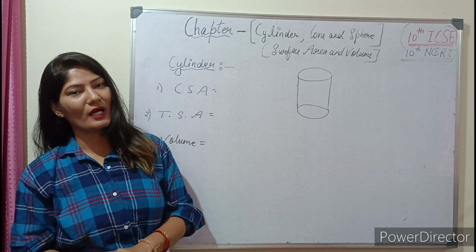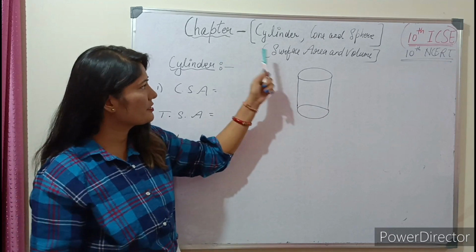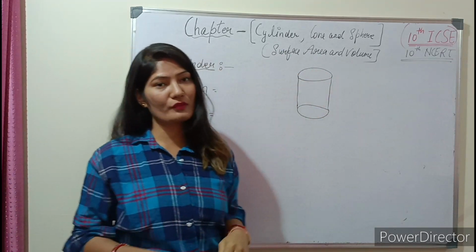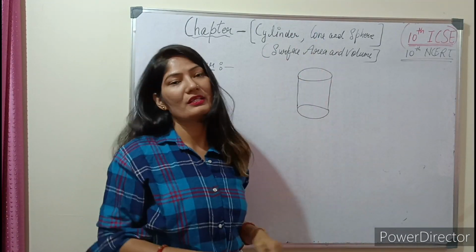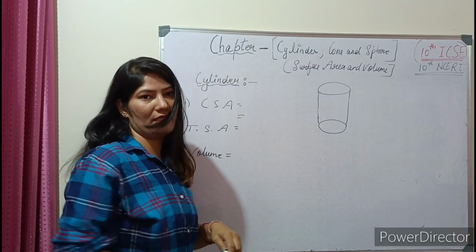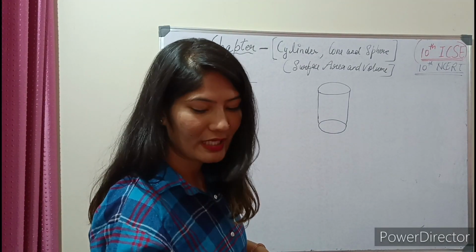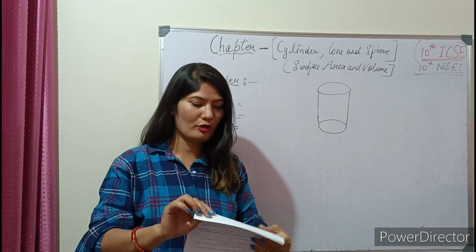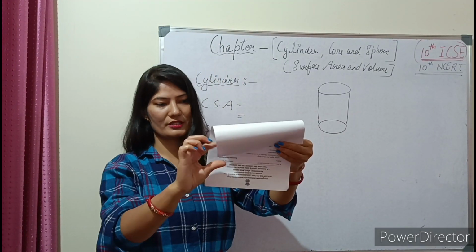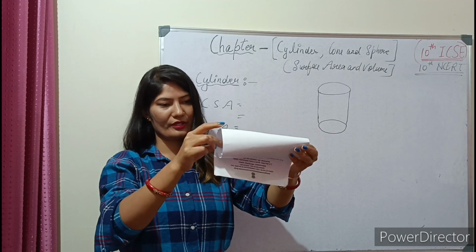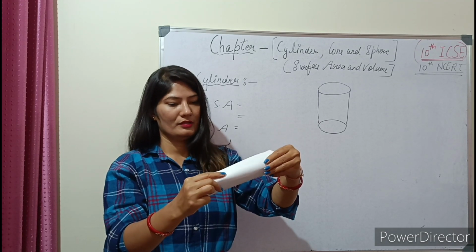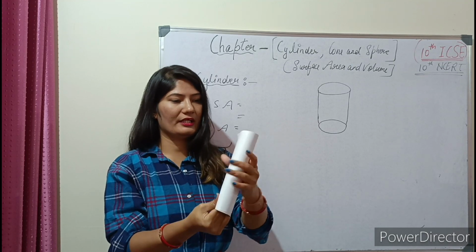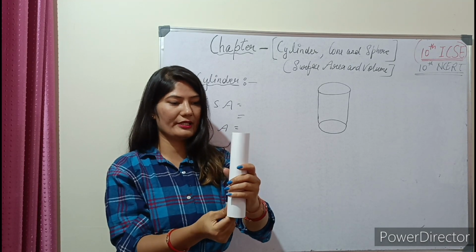So today in this video I am going to start a new chapter, that is surface area and volume, and also we'll discuss the three important solid shapes, that is cylinder, cone and sphere. So let's start with the cylinder. Here, with the help of this A4 sheet, we'll form a cylinder. You just need to roll this A4 sheet in such a way that it forms a cylinder. So yes, you can see here that this sheet forms a cylinder.